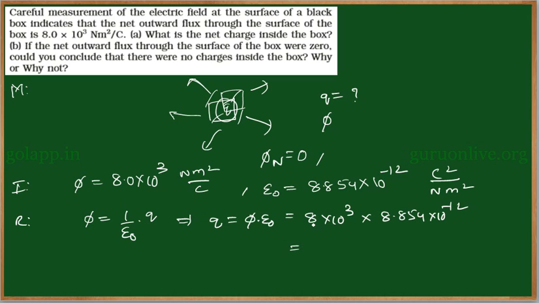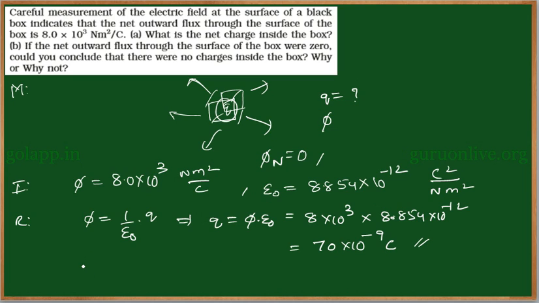So it will come nearly 8 8s are 64. So you have another component after decimal. So it might be nearly 70 × 10^-9 coulomb. So this much charge exists in that black box.